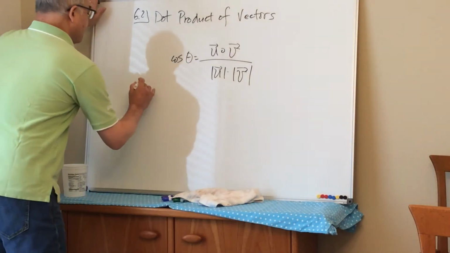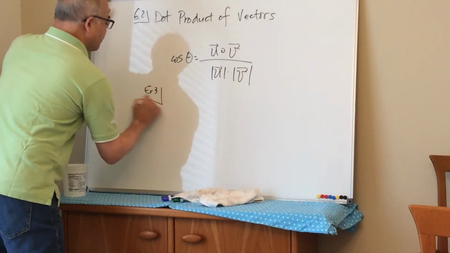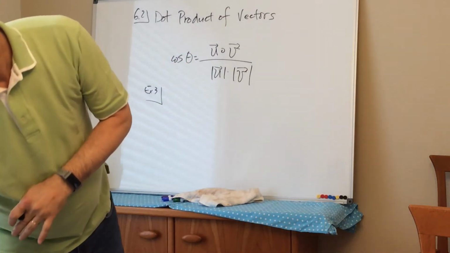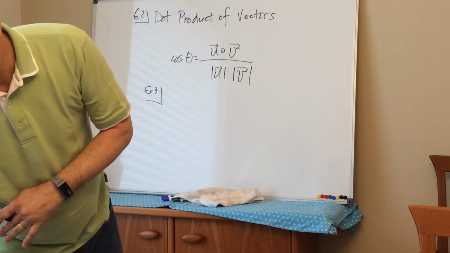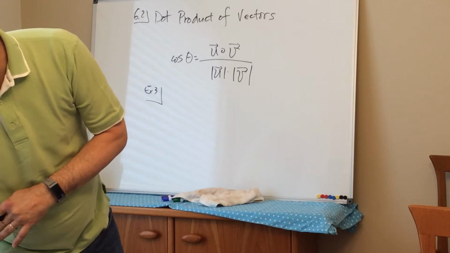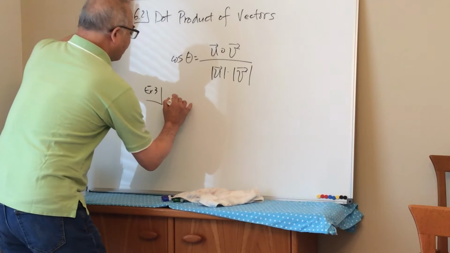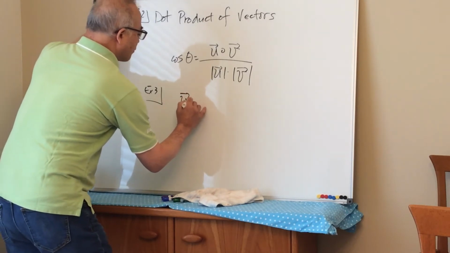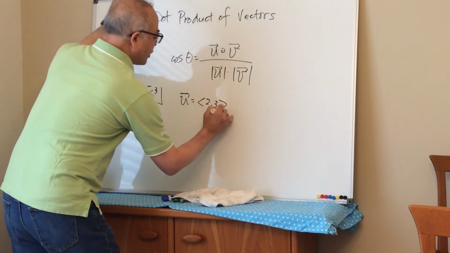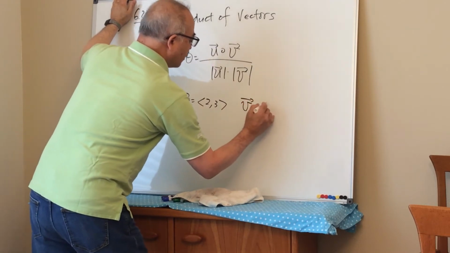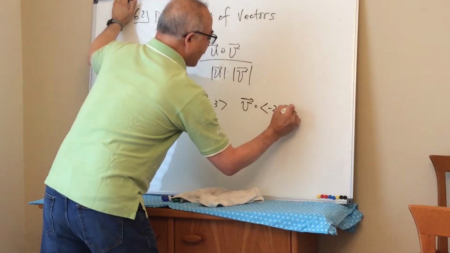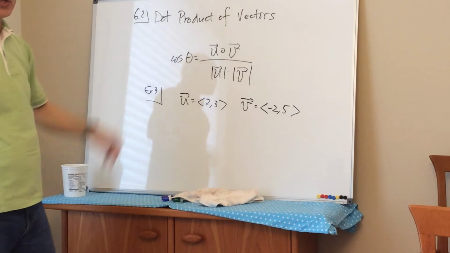Example number 3. See if we can do this. Use the algebraic method to find the angle between u and v. Now they're giving us (2, 3) and (-2, 5). Okay, we'll just plug and chug, right?